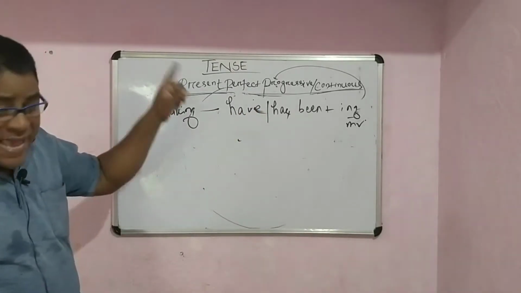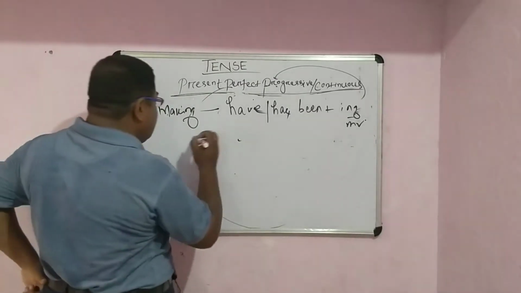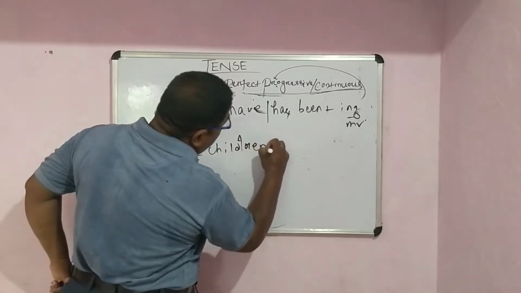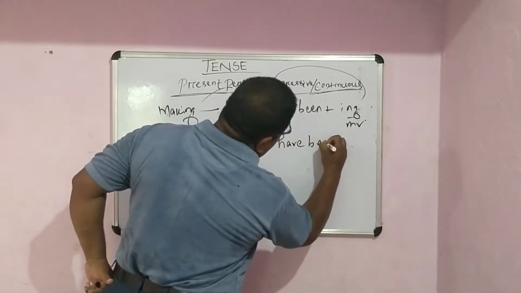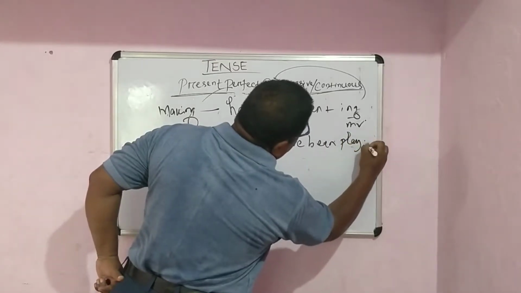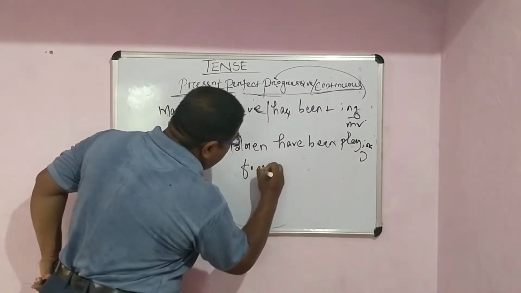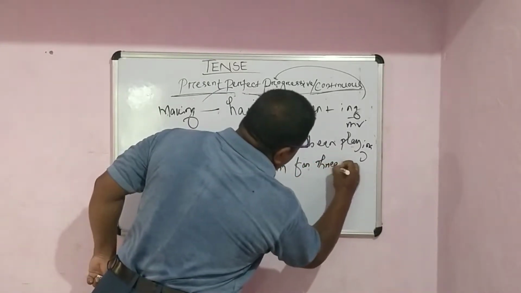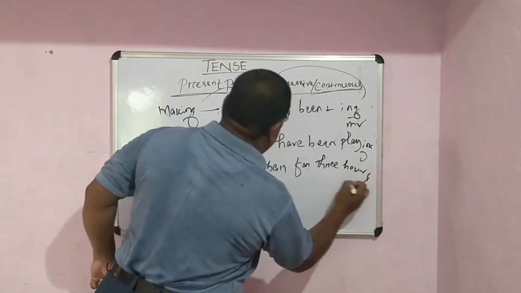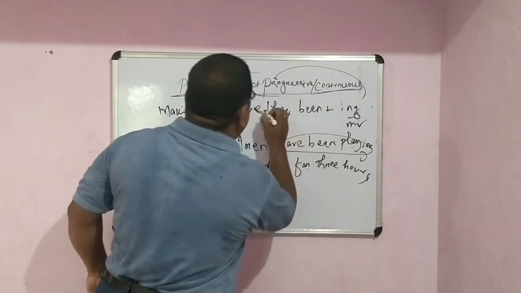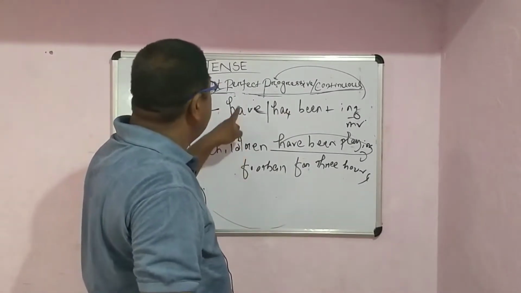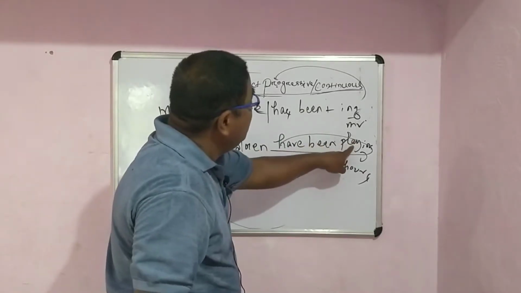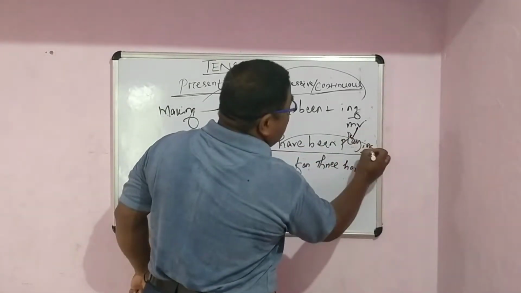Then from the example I am just trying to explain to you. What is the example? If I say, the children have been playing football. The children have been playing football for 3 hours. Remember, the children have been playing football for 3 hours. So what is the present perfect progressive as per the rule? Remember, children is a plural noun. So for a plural noun, have is the plural auxiliary verb. Then been is the perfect. Then play is the main verb, ending with ing.